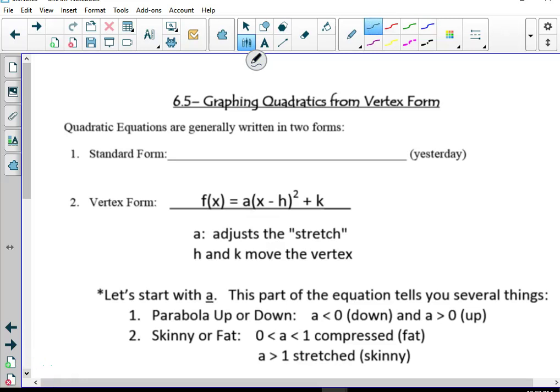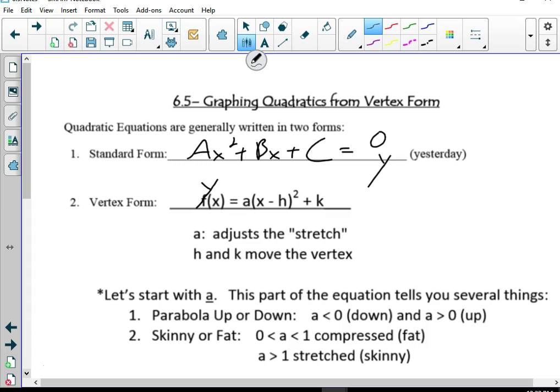6.5, graphing quadratics in vertex form. So standard form, which we've been talking about, is ax squared plus bx plus c. Here's vertex form. Remember, this is the same thing as y right here. f of x is the same thing as y. And remember, we can say here it equals 0, or we can say equals y. So you gotta understand that some of these terms are interchangeable.